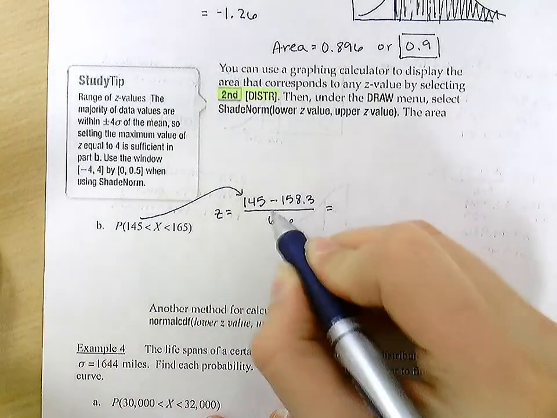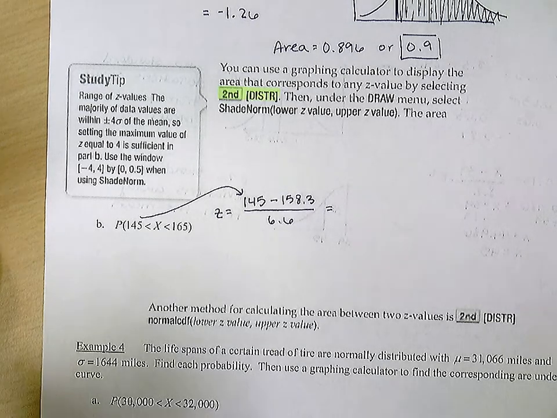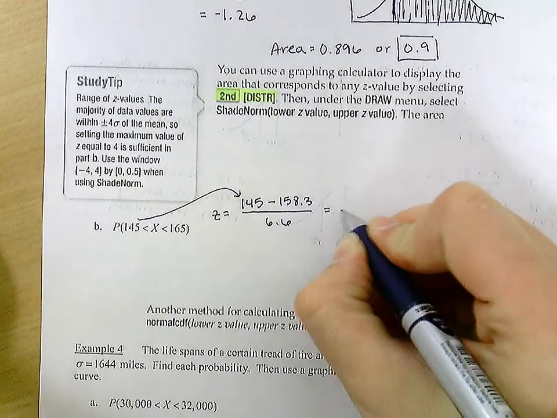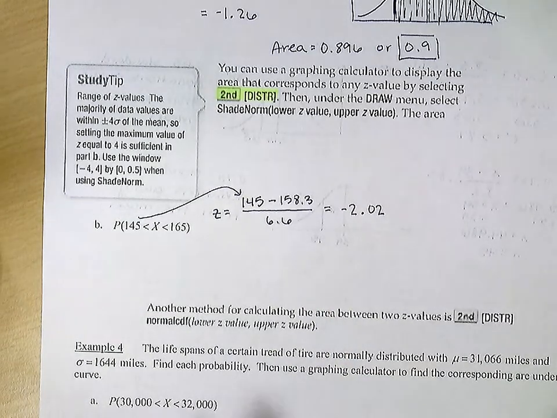Okay, and you can just plug that into your calculator. 145 minus 158.3 is negative 13.3. Divide that by 6.6. That is negative 2.02. Okay, so that's going to be your lower bound.